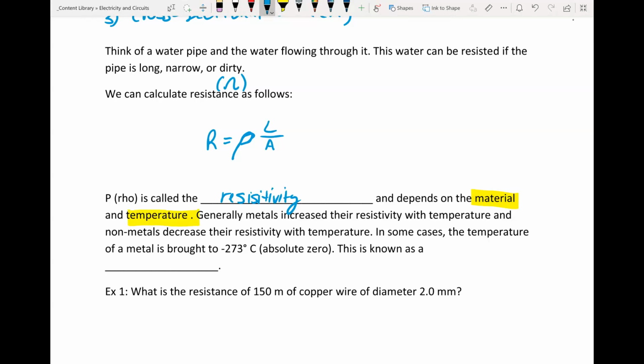So generally, metals increase their resistivity with temperature and non-metals decrease their resistivity with temperature. In some cases, the temperature of a metal is brought to negative 273 Celsius, below zero. This is known as the superconductor. And you should probably highlight that as well, just so you remember what a superconductor is.